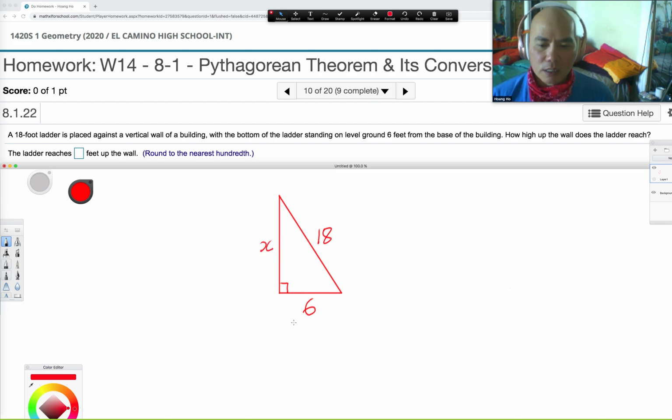And as you see in this right triangle, x is the leg. So x should be equal to 18 squared, 18 is the hypotenuse, you subtract 6 squared. All right. And they expect the answer rounded to the nearest hundredth. It means 2 decimals. So I can use my decimal calculator.